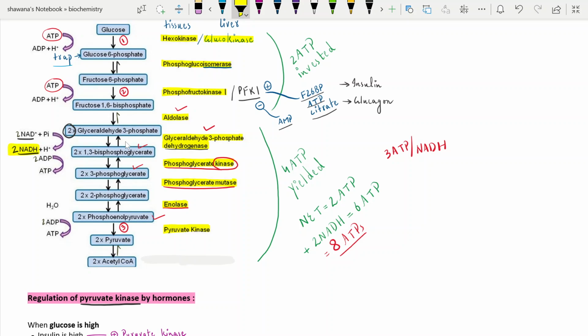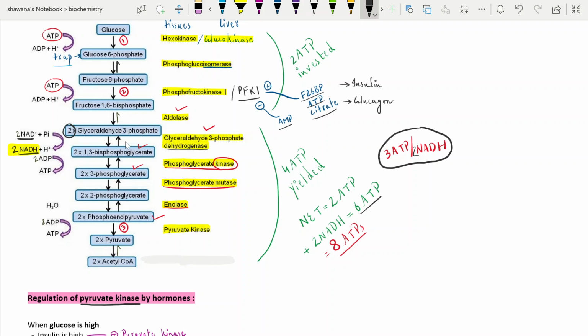It will go to the electron transport chain and mitochondria. It will yield us how many ATPs? It will yield us 3 ATP per NADH molecule. It means that we have 2 NADH molecules. So how many ATPs? 6 ATPs.